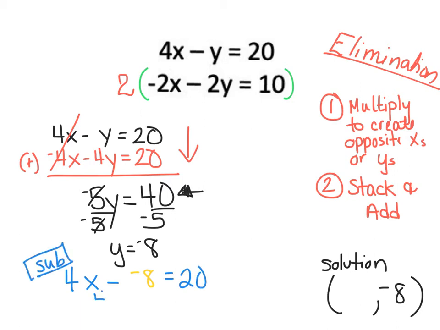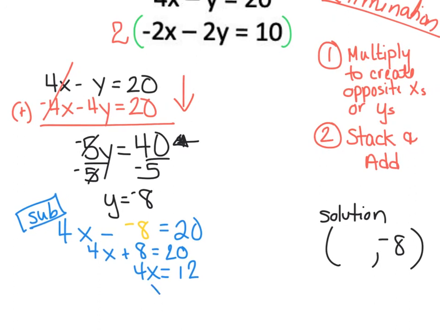I chose to plug in to the top equation. You can choose whichever one you like better. So that's 4x plus 8 is equal to 20. I subtract 8 from each side, which gives me 4x equals 12, and divide both sides by 4 to get x equals 3. So again, I get the solution of 3, -8.